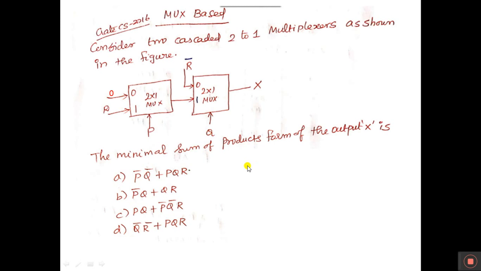The minimal sum of product form of the output X is, the options are: A, P bar Q bar plus P Q R. Option B, P bar Q plus Q R. Option C, P Q plus P bar Q bar R. Option D, Q bar R bar plus P Q R. The question asks to find the minimal sum of product form of output X of this 2x1 multiplexer.